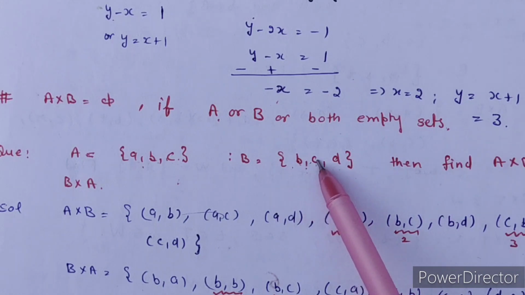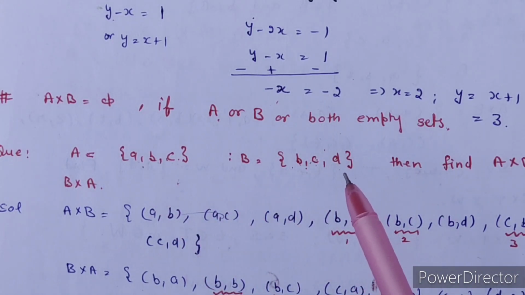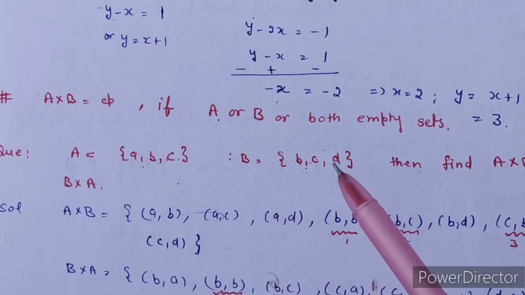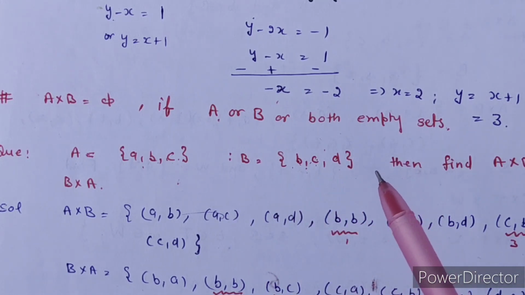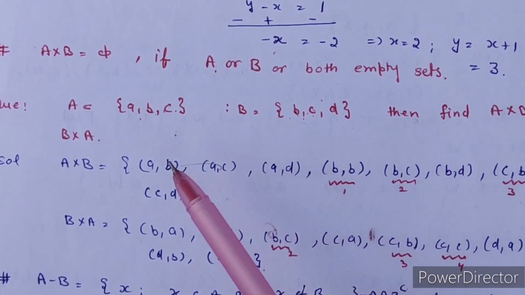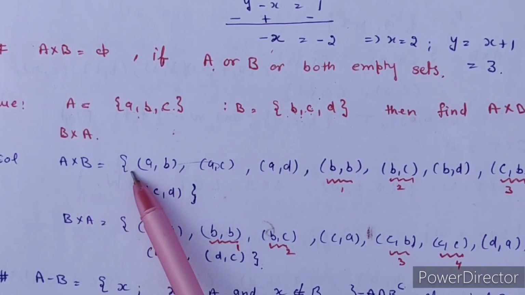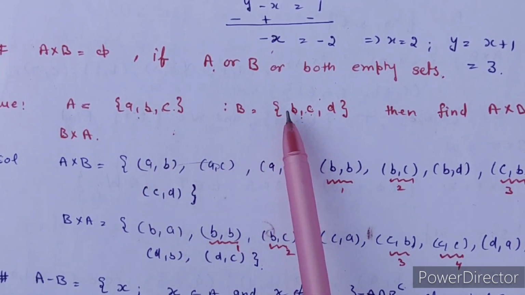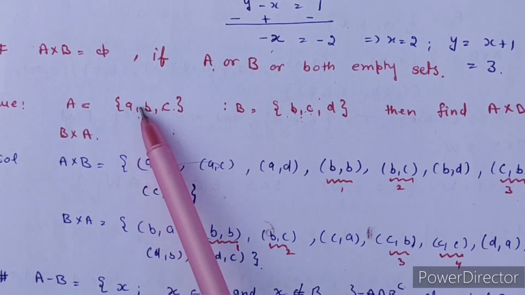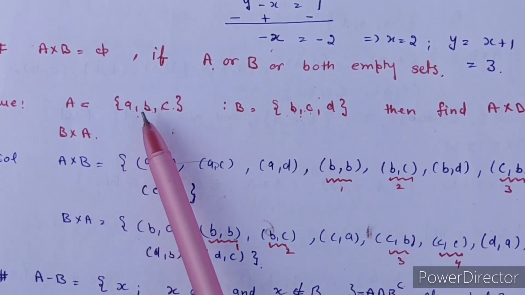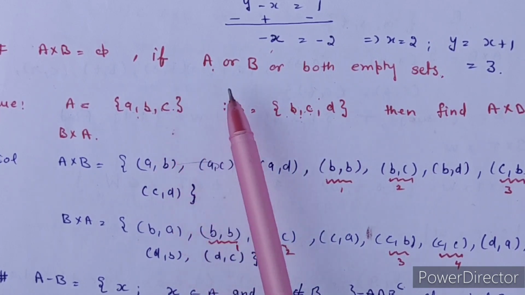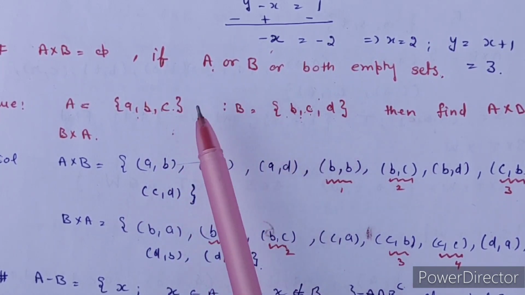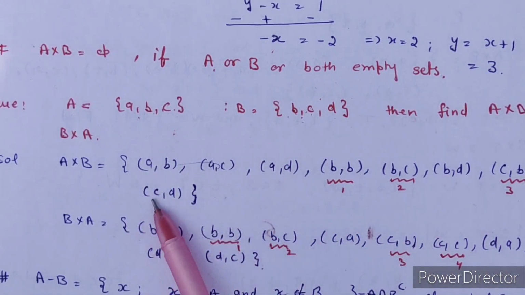Suppose there are 2 elements common, then their Cartesian product will contain r square elements common, 2 squared, that is 4 elements will be common. Let us check how. First of all, write the Cartesian product of A cross B. This will be the set that contains first element from A. So this Cartesian product will be AB, AC, AD, then BB, BC, BD, then CB, CC, CD. This is your Cartesian product A cross B.